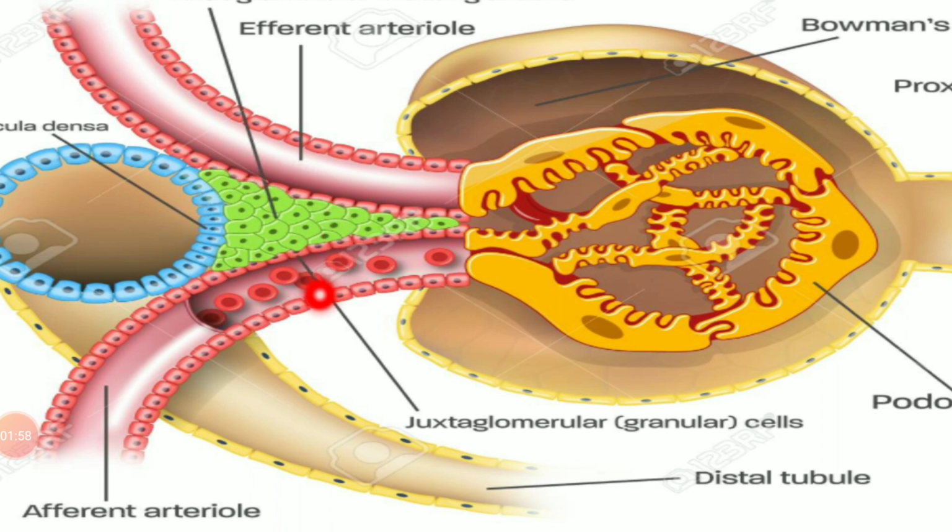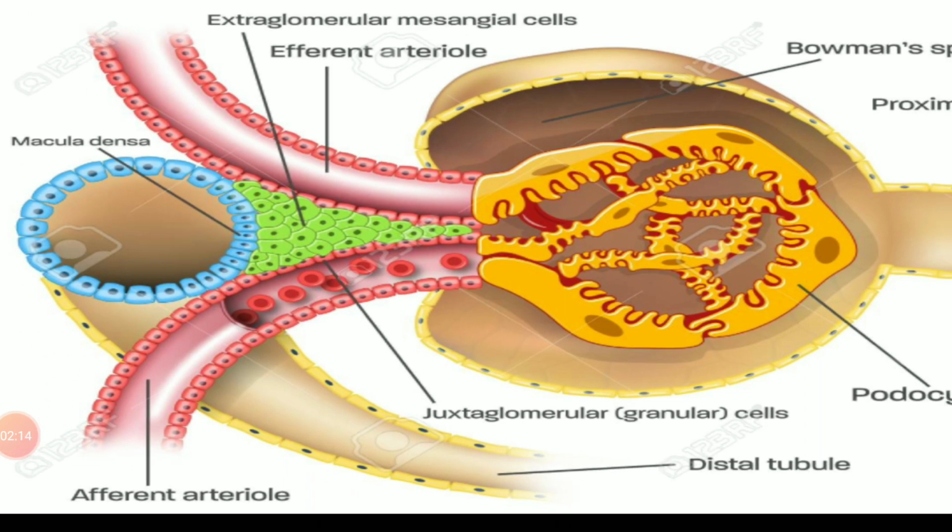The components are: the modified smooth muscle cell in the afferent arteriole, which we call the juxtaglomerular cell; the modified or specialized tubular cell in this region, which we call the macula densa cell; and in between there is the mesangial cell.